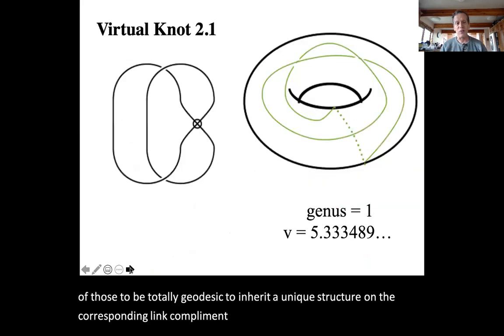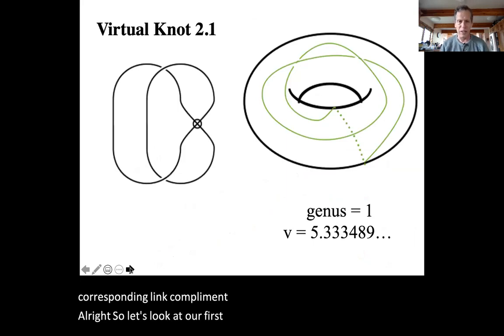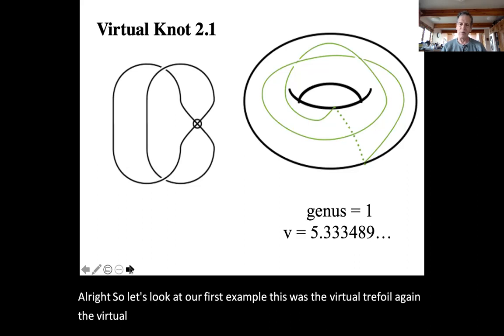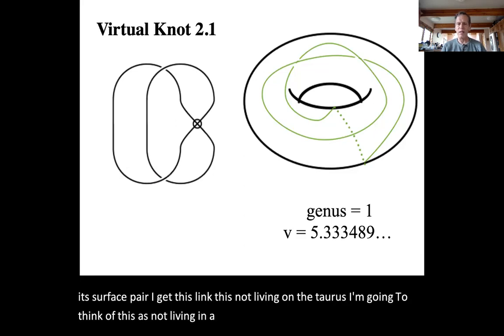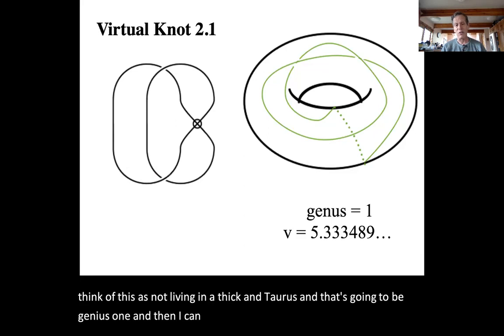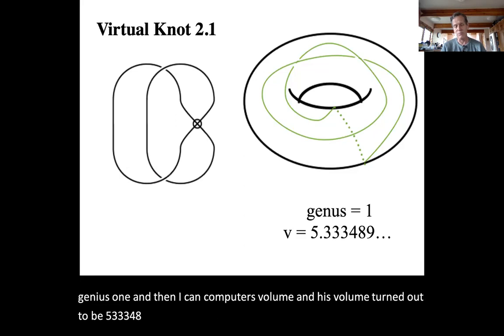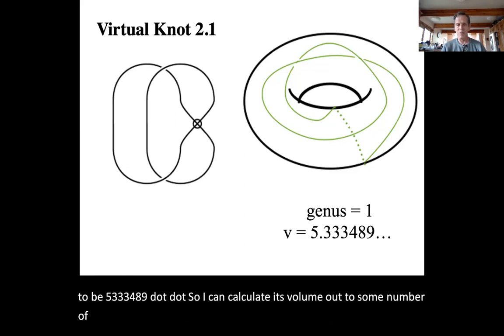All right, so let's look at our first example. This was the virtual trefoil again. When I create its ribbon surface, which then becomes its surface link pair, I get this knot living on the torus. I'm going to think of this as a knot living in a thickened torus, and that's going to be genus 1. And then I can compute its volume, and its volume turns out to be 5.333489... So I can calculate its volume out to some number of decimal places. So that's the volume of that particular one.